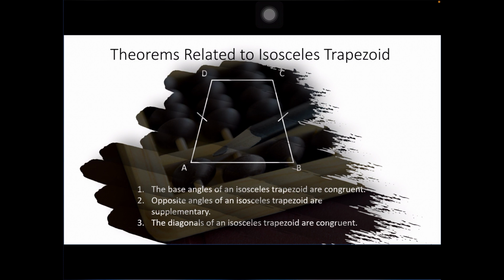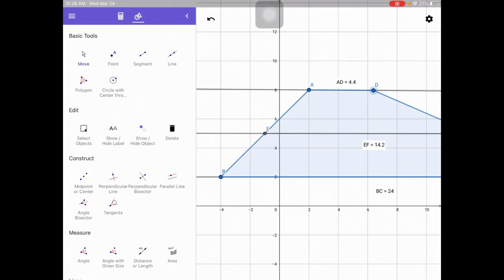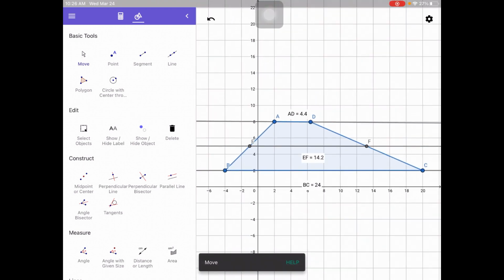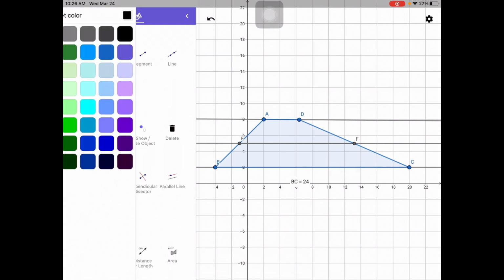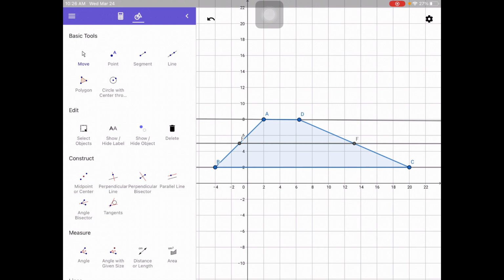Now, tignan po ulit natin sa GeoGebra yung ating theorems related to trapezoid. Yan po. Punta muna tayo sa GeoGebra. Yan. I have here a trapezoid. Pero gagawin ko po siyang isosceles trapezoid. Burahin po natin yung mga sukat. Yan. Ay, burahin na din natin itong segment. Mid-segment.